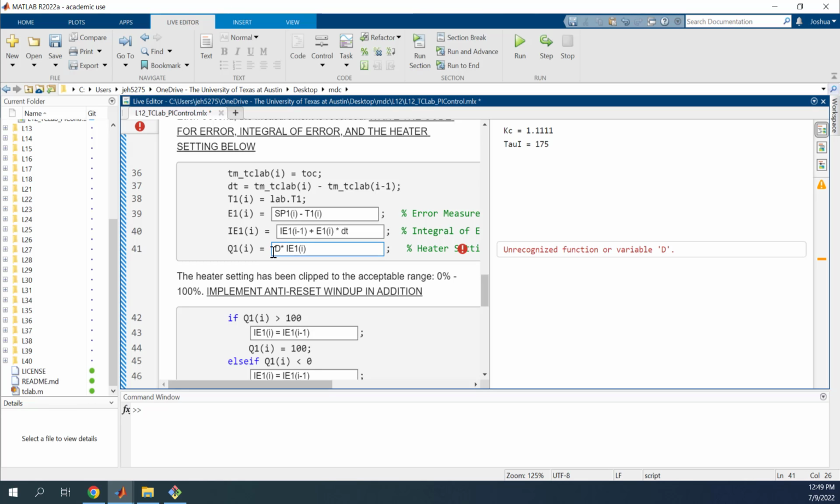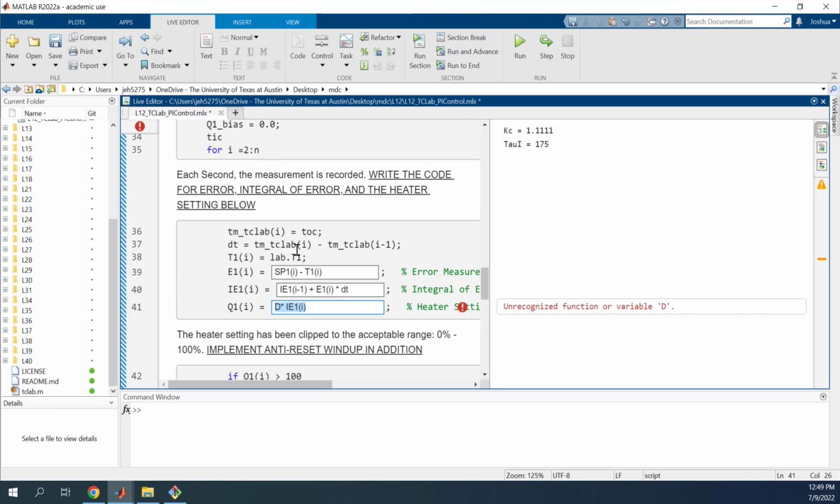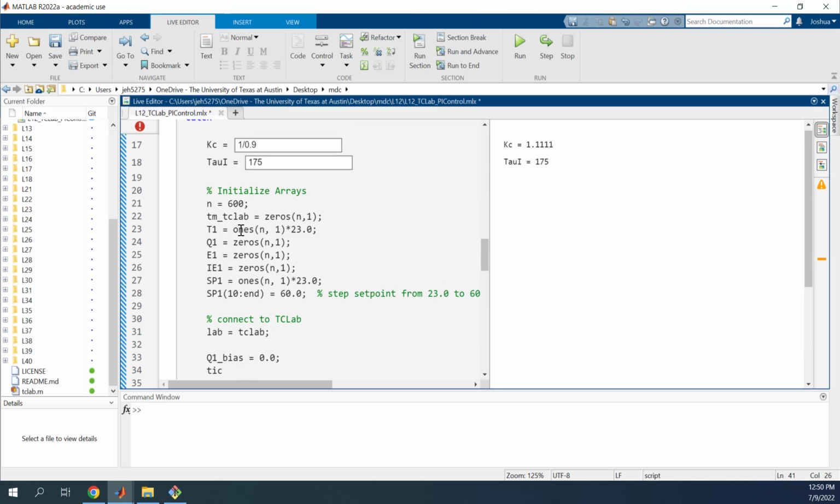Oh, here's another thing. So QI, we started here with QI, and then I started talking about, I'm not sure what happened there, to be honest. So let's fix our QI. Our QI should be our heater setting, KC, times our error, so E1I, plus KC divided by tau I times IE1 at I. And we also need our Q bias, so I like putting that over here. Q bias plus KC E1.